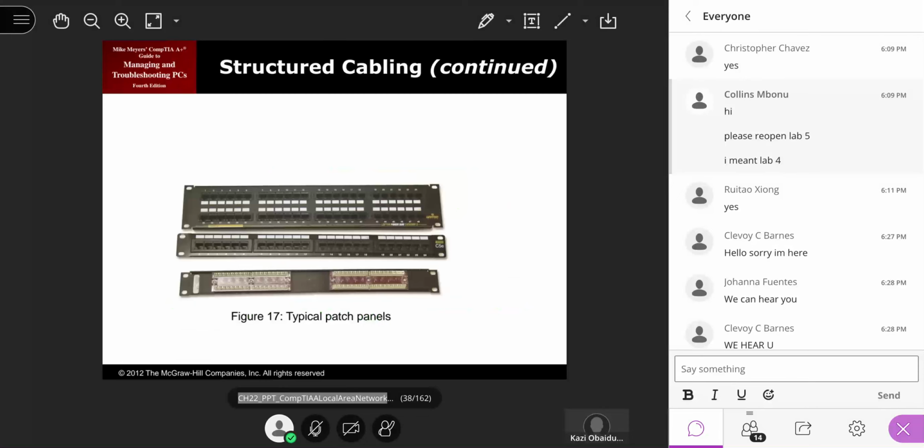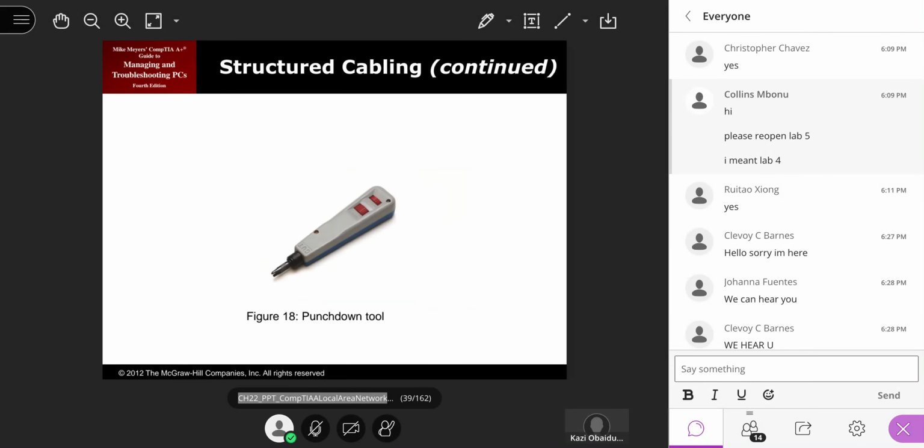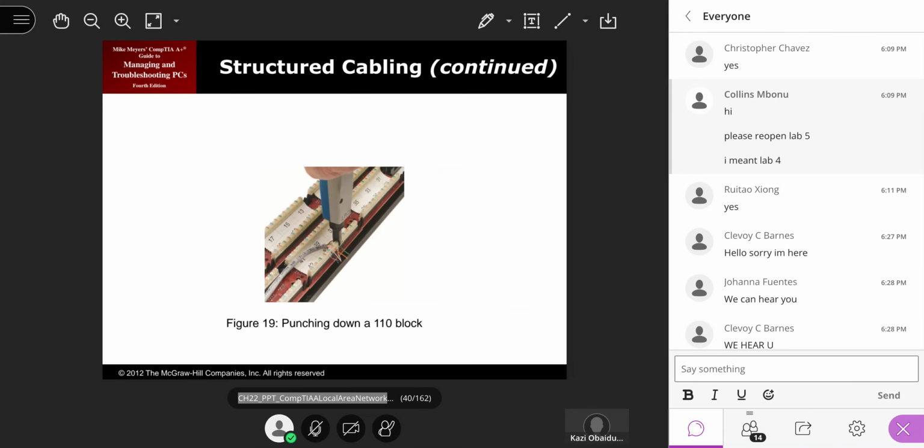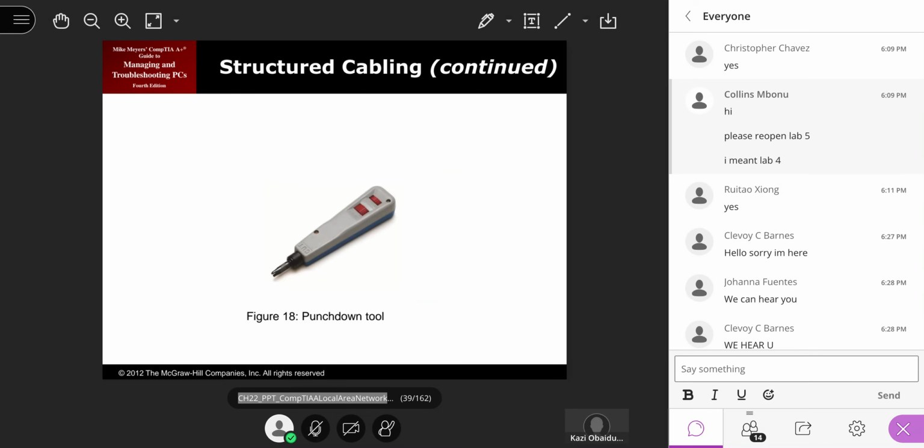Look here, typical patch panels. Punch down tool, this tool we can use. We are fixing like this. This tool is available in our lab. If you would like to connect the cable, then we have to use this one. We can do it very tightly and very simply.